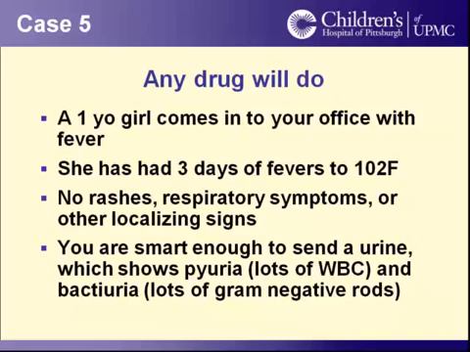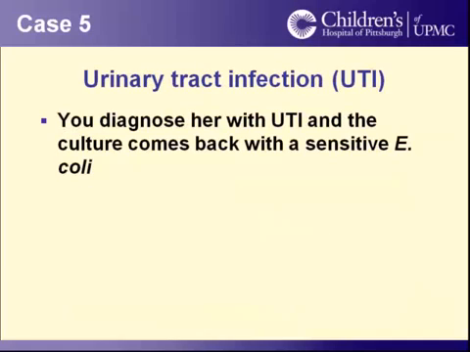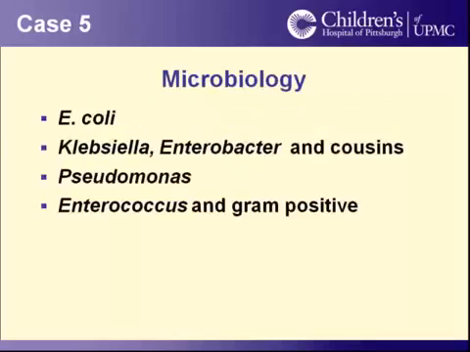And knowing literature and knowing that it's a cheap and effective test, you send a urinalysis, and there's lots of pyuria and lots of bacteria suggesting a diagnosis of urinary tract infection. So you diagnose her with UTI and send her urine sample and get a sensitive E. coli strain coming back. The microbiology here is useful, and I list microbiology starting with E.